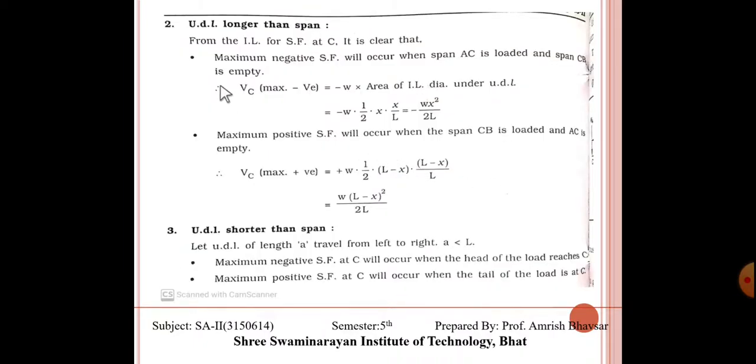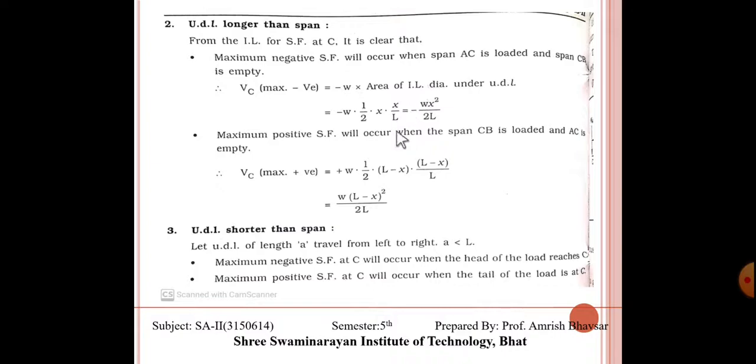Now if we are going to consider a UDL longer than the span, then from the influence line of shear force at C, it is clear that the maximum negative shear force will occur when span AC is loaded and span CB is empty. Now Vc is the maximum negative, that we know, the left-hand side is negative. So minus W into the area of the influence line diagram under the UDL, and that is minus W into 1 by 2 into x upon L.